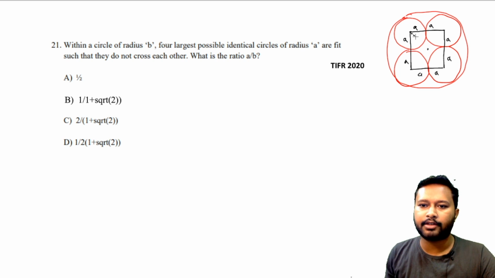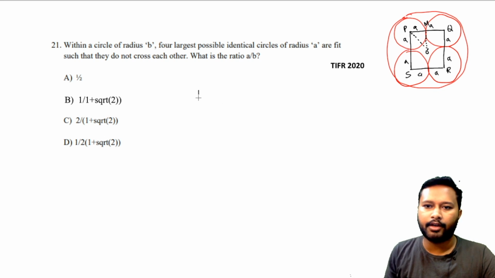So let me just join from here till here. Let's call this square PQRS, and the center as O. So I have just joined PO, and I'll also join this point, which is, let's say, M. So now in triangle POM, just look here. POM, what is my side?